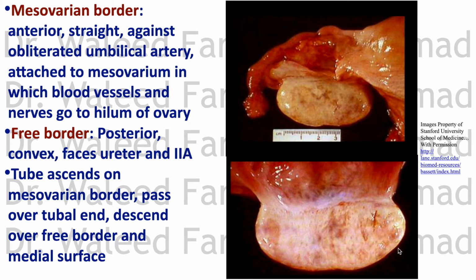The free border, as the one you can see here, is posterior and convex and faces the ureter and internal iliac artery, the posterior boundaries of the ovarian fossa. This is the free border, and this is the mesovarian border, and this is the mesovarium. Now the tube ascends on this border, on the mesovarium, crosses over the tubal end, and descends on the medial surface of the ovary.